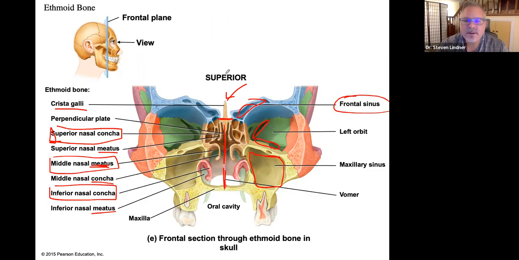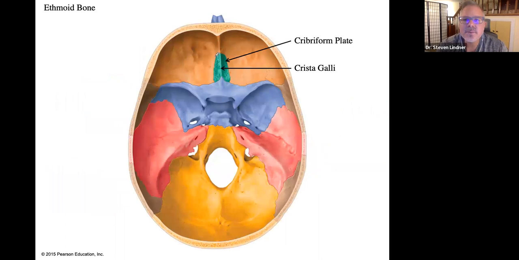So now here, here's the perpendicular plate, here's the crista galli, here's the cribiform plate. So now here's the cribiform plate in green, and this line is the crista galli. The cribiform plate, you can see, has all those perforated holes, and the perforated holes are for cranial nerve number 1. Cranial nerve number 1 is called the olfactory nerve. Olfactory is for the sense of smell.